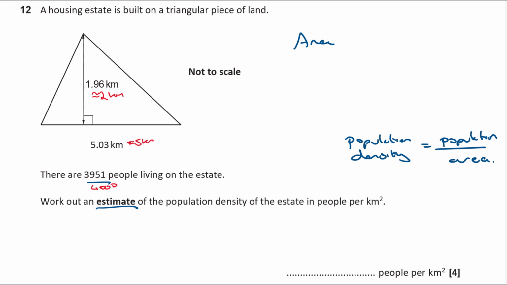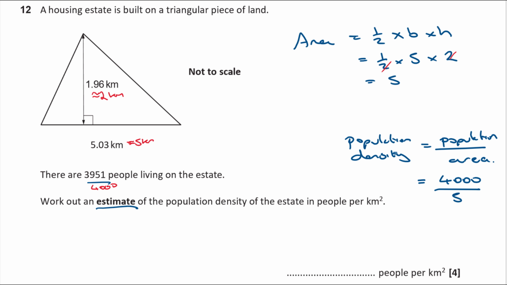So the area of a triangle is half times base times height, which in this case is a half times my rounded off value of 5 times my rounded off value of 2. They cancel, leaving me with an area of 5, roughly. And so then the population density is going to be my 4,000 people divided by my area of 5.